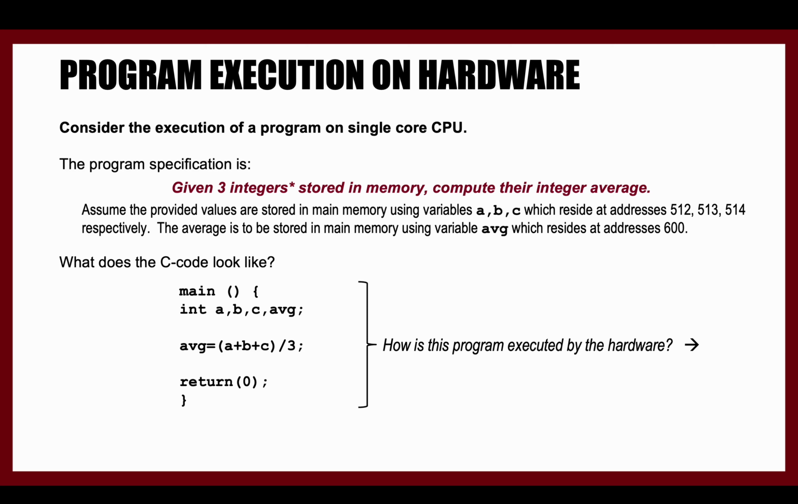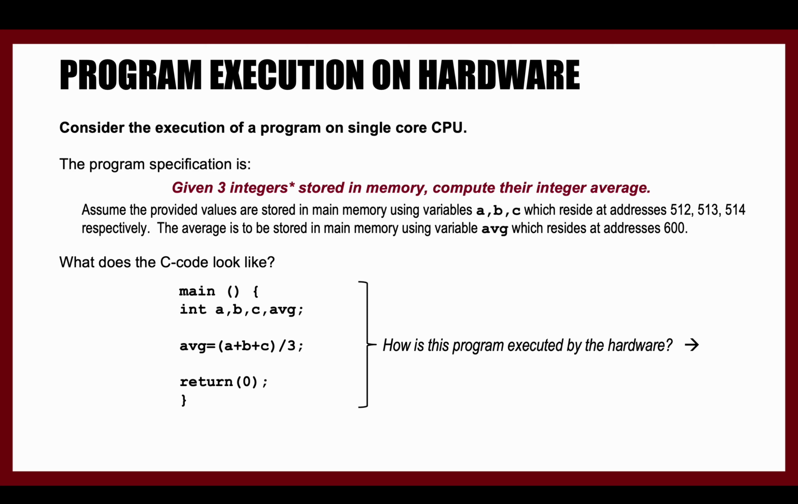The CPU fetches the first instruction from the main memory. Address is not specified in this case. Second step, instruction decode. The fetched instruction is decoded to determine what action should be taken. In the given program, the first action is to declare integer variables a, b, c, and average.